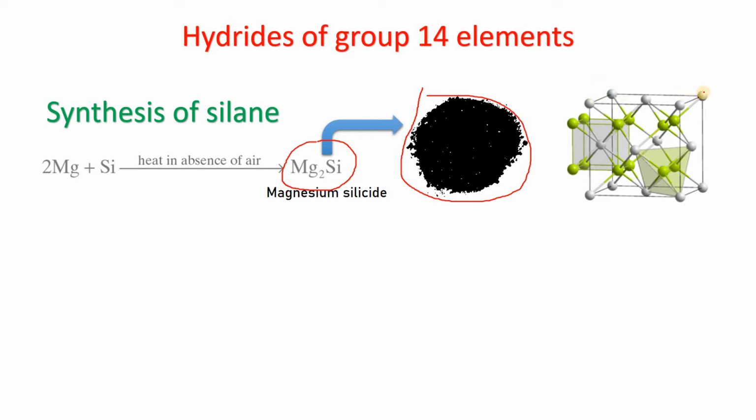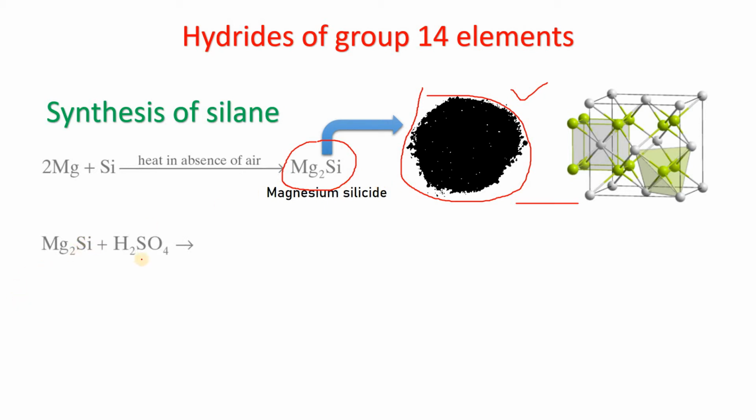Each corner of the unit cell and each face is occupied by silicon, and magnesium is present in the 8 tetrahedral voids. So the coordination number of magnesium is 4 and the coordination number of silicon is 8. I am not going into the structural part in detail. We are just showing the structure here because this compound, magnesium silicide, is very important for preparing the silanes.